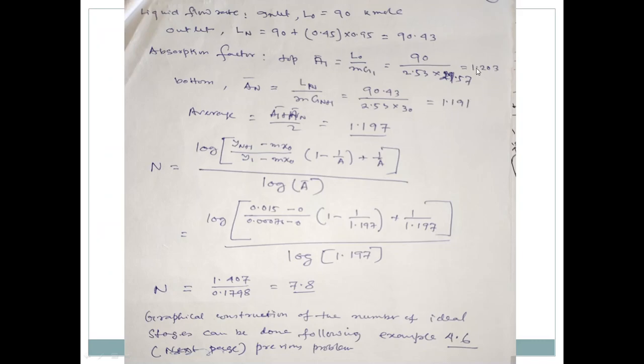Why? If the concentration would be high, then this difference would be high. So I will take the absorption factor, either top or bottom. Instead, let's take the average of this. Now I will take the calculator, because for absorption this is the formula. And when you calculate the mole ratio way, then you have to get capital Y. So if you put this value, it is coming to 7.8 number of stages. 7.8 means 8. And you can construct this by the graphical method.